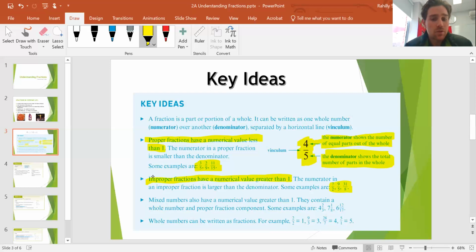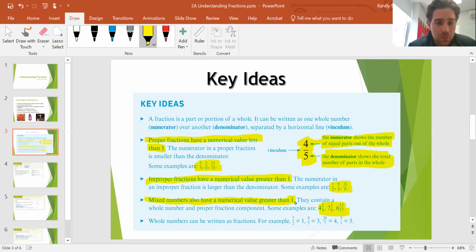Mixed numbers also have a numerical value greater than 1. They contain a whole number and a proper fraction component. Some examples are 4 2/3, 7 1/8, 6 12/17. There's your examples there. Mixed numbers also have a numerical value greater than 1.